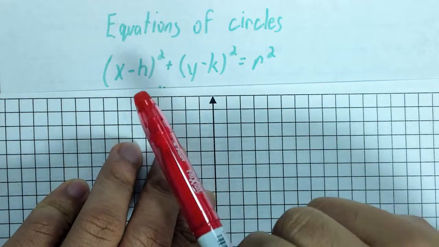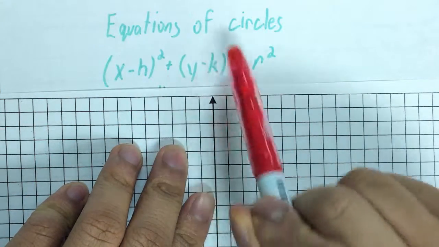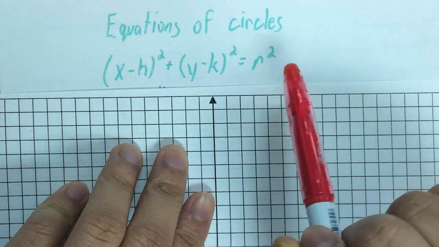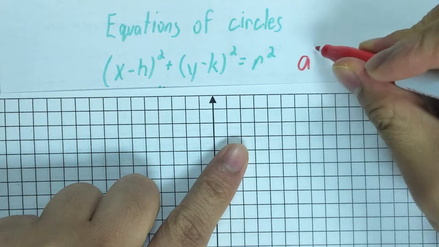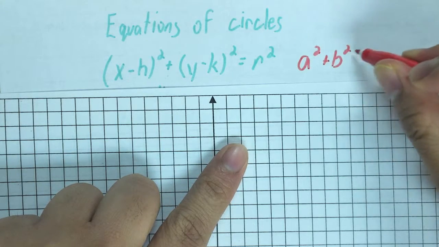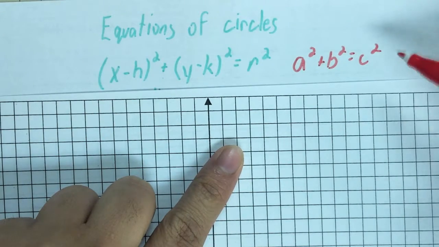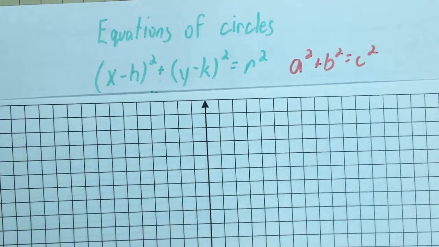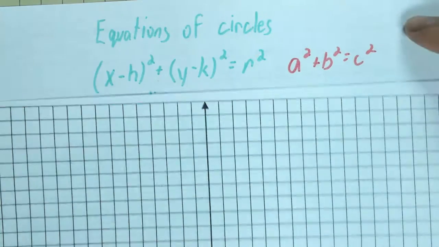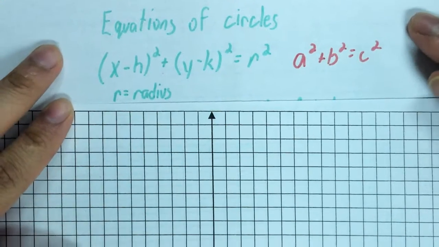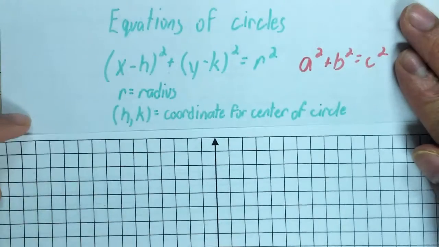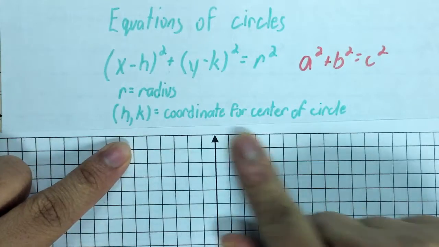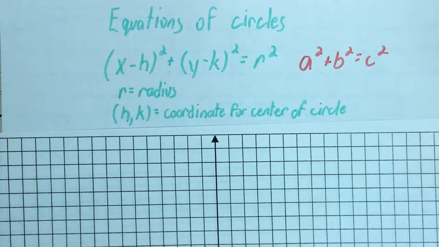If I put it this way, we have something squared plus something squared equals something squared. Should sound familiar. Sounds kind of like a squared plus b squared equals c squared. The formula of circles is related to the Pythagorean theorem, more specifically the distance formula part. So, these letters represent different things. R represents your radius, and h and k are the coordinates for the center of that circle.